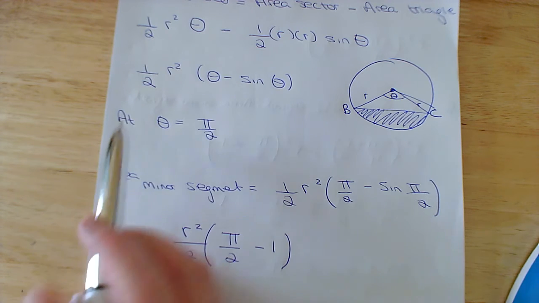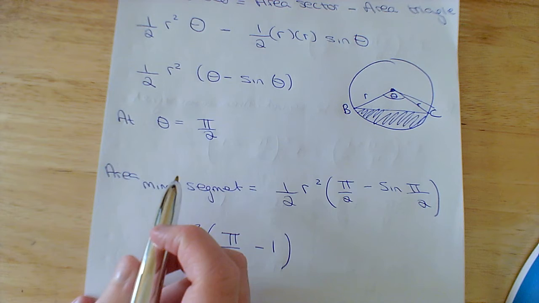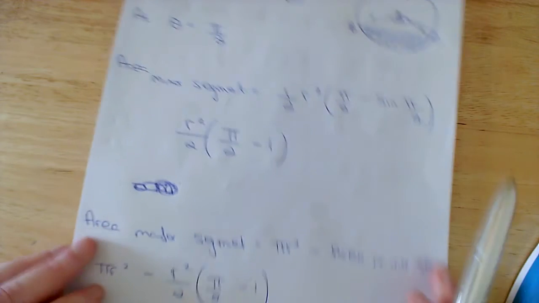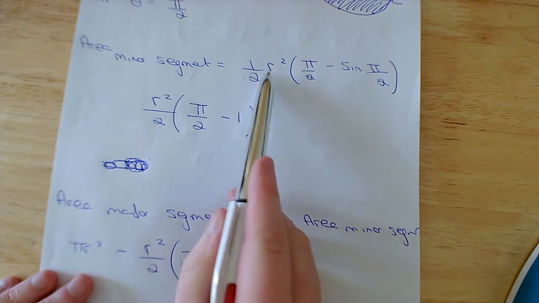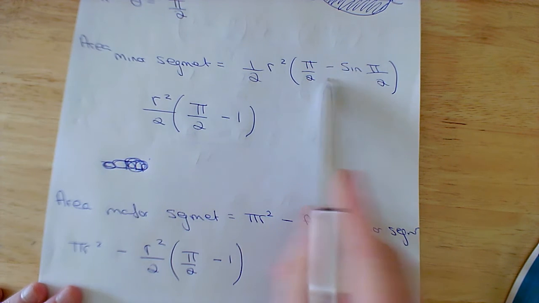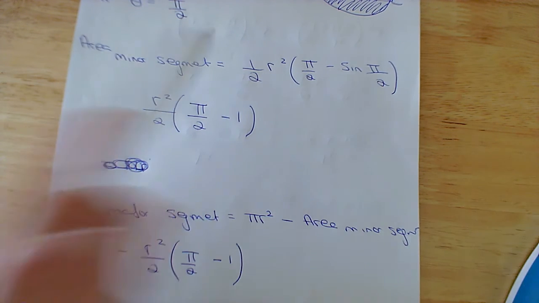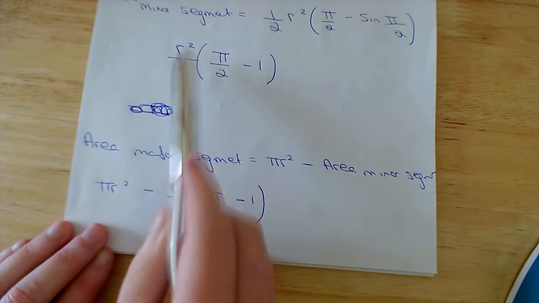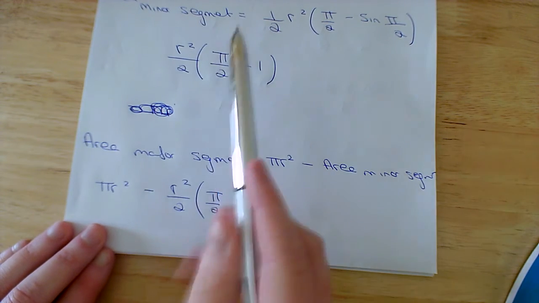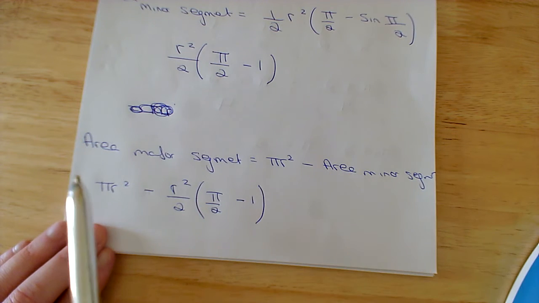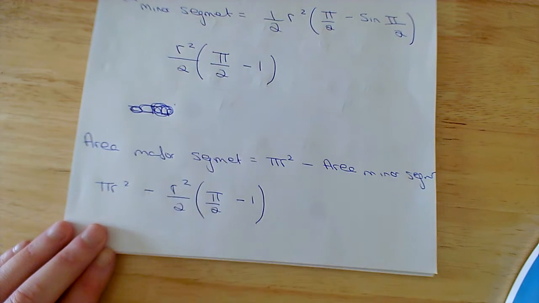Then I'm asked, when the angle subtended is pi over 2 radians, so I let theta equal pi over 2. Then the area of my minor segment is equal to half r squared, pi over 2 minus sine pi over 2. I'm just filling in pi over 2 up here. So r squared over 2 is the same, and I have pi over 2 minus sine pi over 2, which is 1. This is the area of my minor segment.